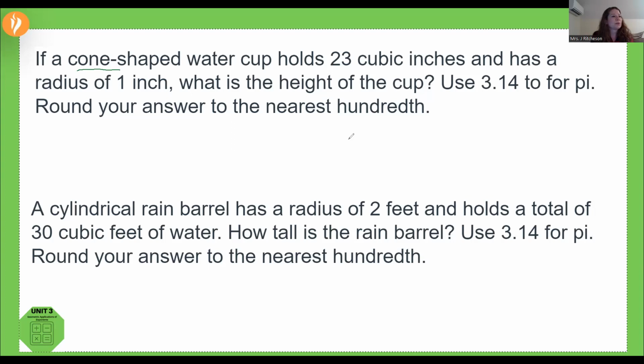This is a cone, so we got to use the right formula. 1/3 times pi times radius squared times height. Go ahead and write it all out, and then we're going to plug in everything we can into the formula. So instead of writing volume, our volume is 23. So we're going to bring down that 1/3. It tells us to use 3.14 for pi. Then our radius is 1. So 1 squared, of course, is 1. And then we don't know h.